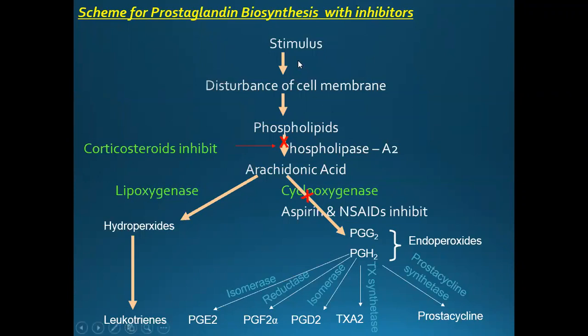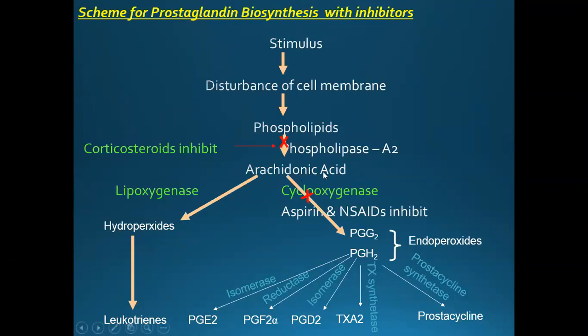Whenever there's a stimulus, this stimulus can be cold temperature or trauma to the skin. There is a disturbance of the cell membrane. Phospholipids are liberated. These phospholipids are converted into arachidonic acid, and then arachidonic acid goes through two pathways. One we call the lipooxygenase pathway, and the other we call the cyclooxygenase pathway. The lipooxygenase forms hydroperoxides, and these hydroperoxides are converted into leukotrienes. Basically, hydroperoxides and leukotrienes are mediators of inflammation.